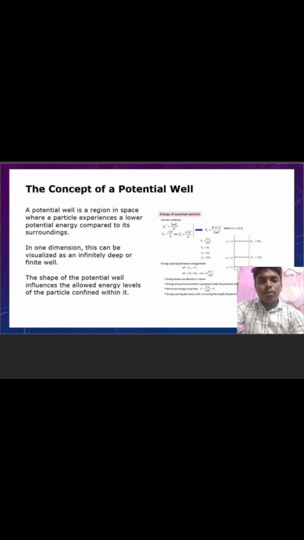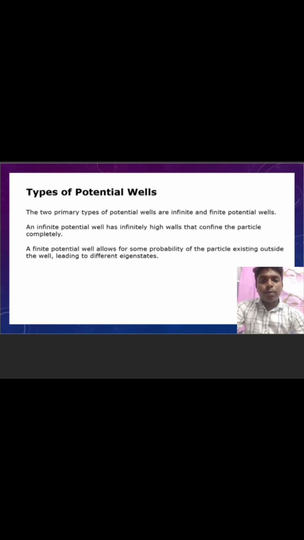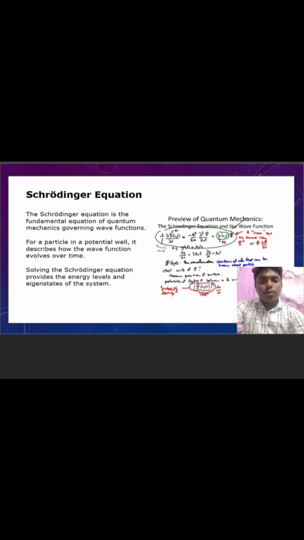Next we'll learn about the types of potential wells. There are mainly two primary potential wells. The first one is the infinite and the second is the finite potential well. An infinite potential well has infinitely high walls that confine the particle completely. A finite potential well allows for some probability of the particle existing outside the well, leading to different eigenstates.